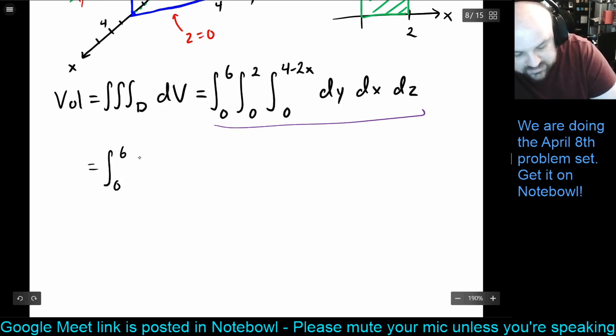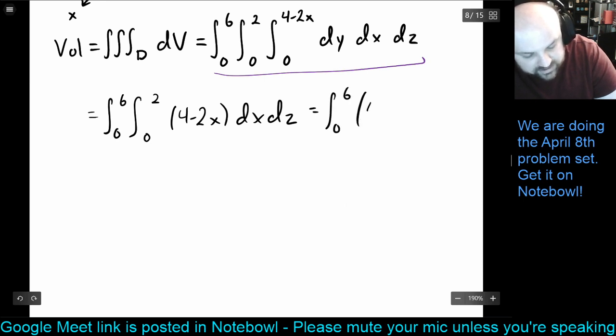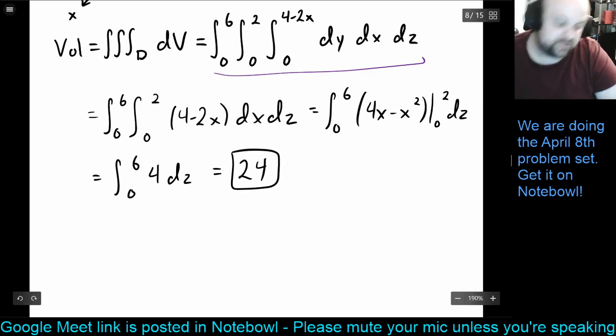So 0 to 6, 0 to 2, integrate this, and we're just going to get 4 minus 2x dx dz. All right, integrate this with respect to x, and we're going to get 4x minus x squared. This is from 0 to 2, easy. So that is 4 dz. And so that works out to be 24.